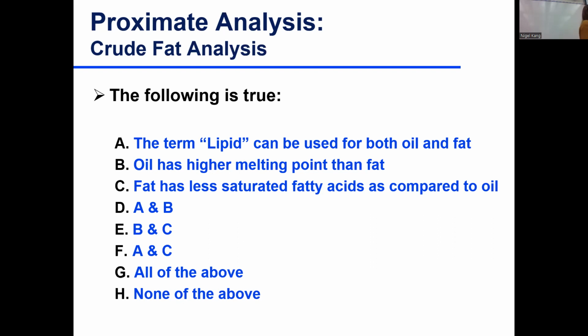You know that animal lipid is called fat, and non-animal lipids are called oil. Why? Because in fat we have more saturated fatty acids that make their melting point higher. But in oil, which is for vegetables, nuts, we have a lot of unsaturated fatty acids that makes their physical characteristics as a liquid, which we call oil. And the melting point is lower.